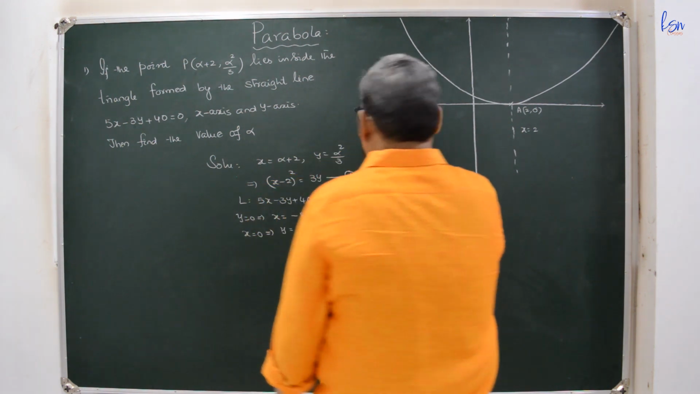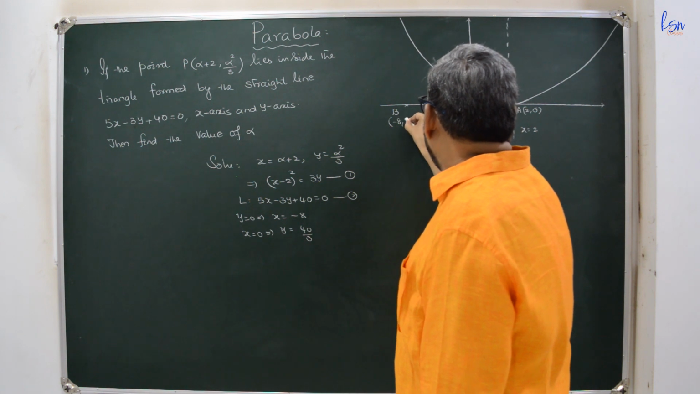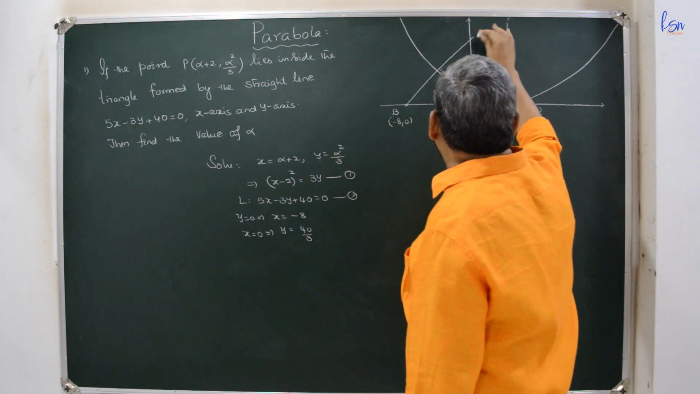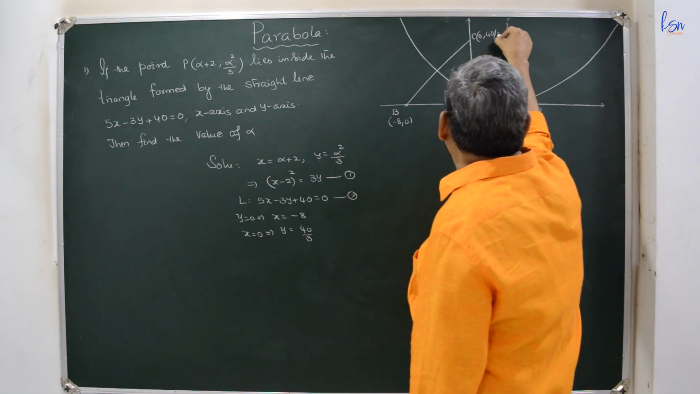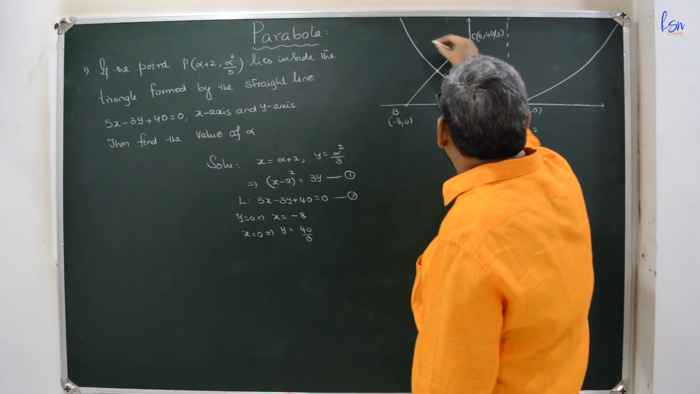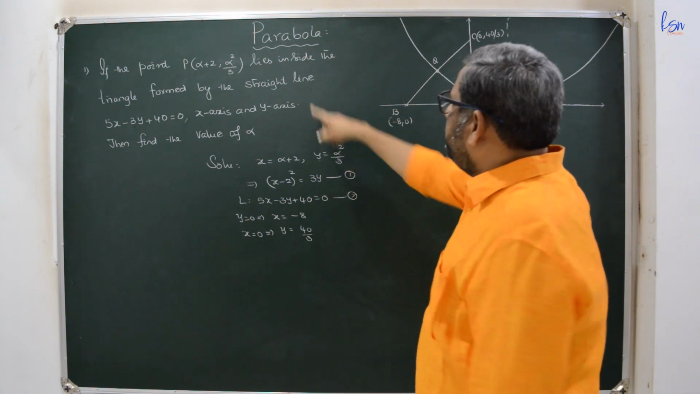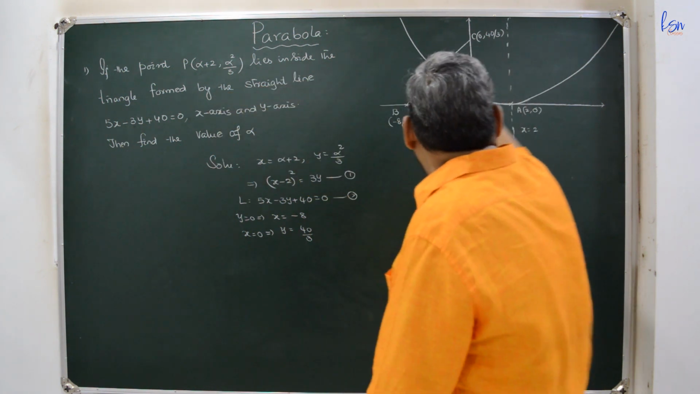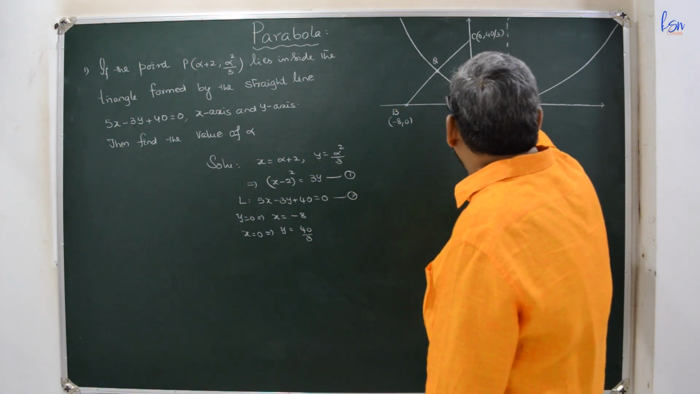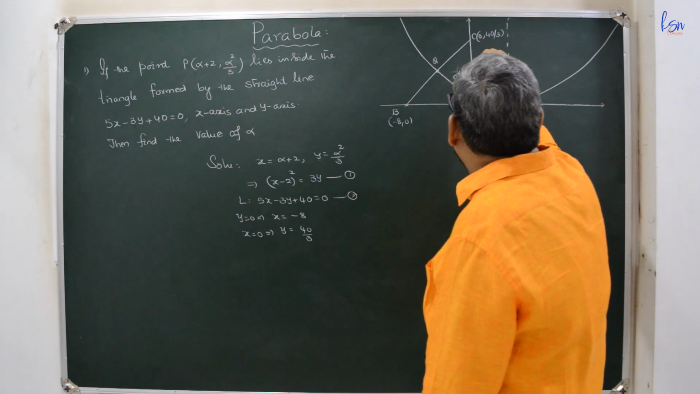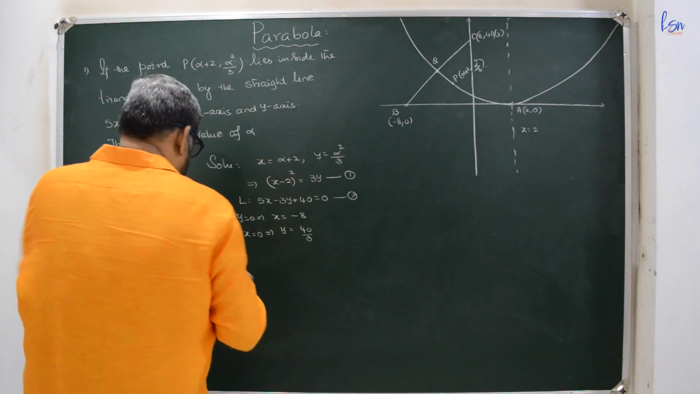Let us consider this point to be B (minus 8, 0), and it will cut the y-axis at C (0, 40 by 3). This is the point of intersection of the curve and the line given. Now our point P lies inside the triangle on the parabola. So P will be somewhere here, whose coordinates are (alpha plus 2, alpha square by 3), which lies on the parabola.